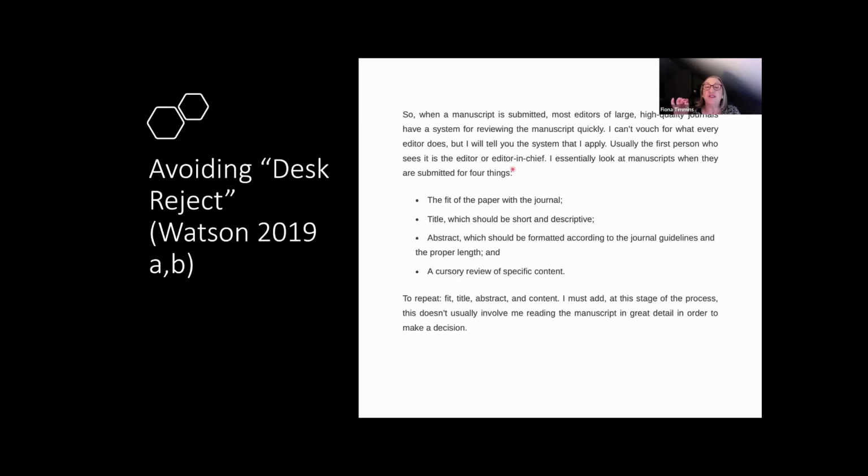The editor-in-chief sees the manuscript and they're looking for four things: fit, the title, which should be short and descriptive, the abstract according to the presentation guidelines, and a very cursory view of specific content. So he repeats it as fit, title, abstract, and content. And he said, these are his words, "I must add, at this stage of the process, it doesn't usually involve me reading the manuscript in great detail in order to make a decision."